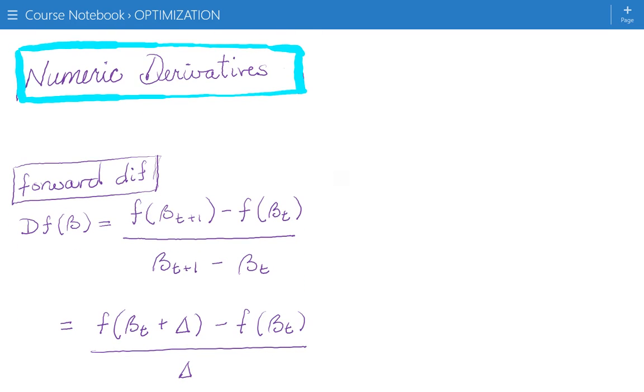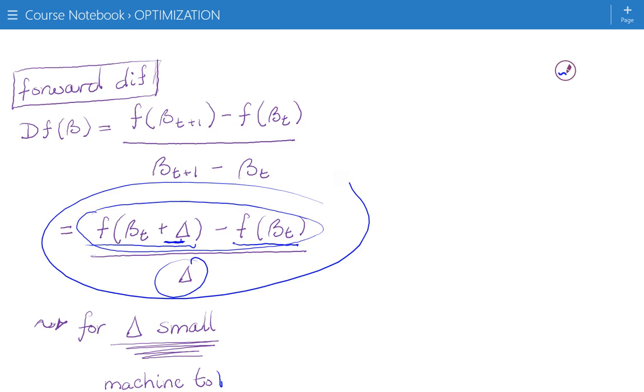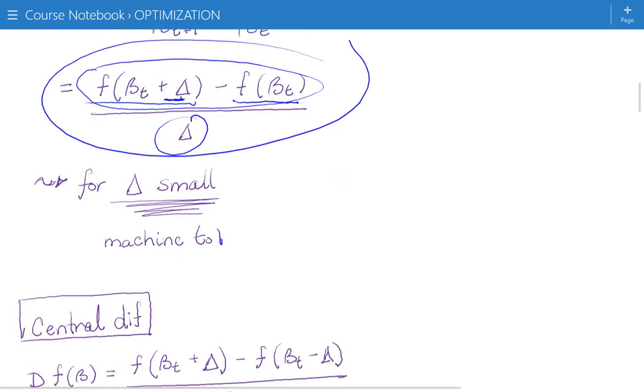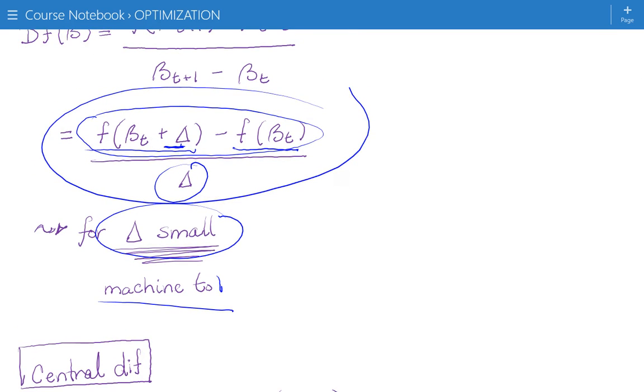Numeric derivatives are essentially taking the function at the current point, subtracting that from the function value at another point, dividing it by the difference between the 2 points. What that's going to come out to be is you take the beta at its current point, add a little bit, evaluate the function, take the difference, and divide it by the delta that you had added to the beta. And you use some small delta, typically at the machine tolerance. So this is to get a very small change in the function relative to a very small change in its argument.